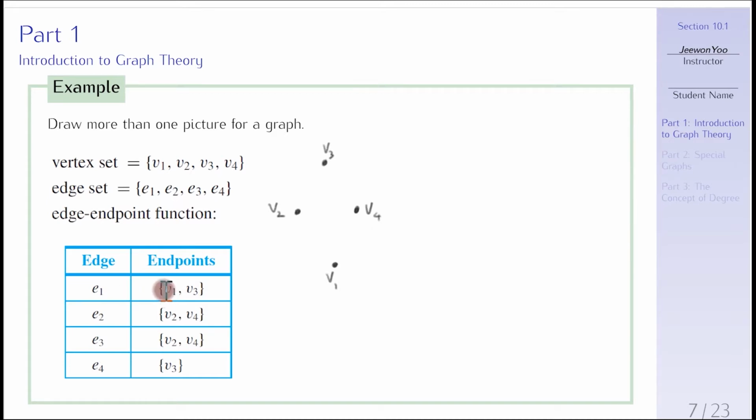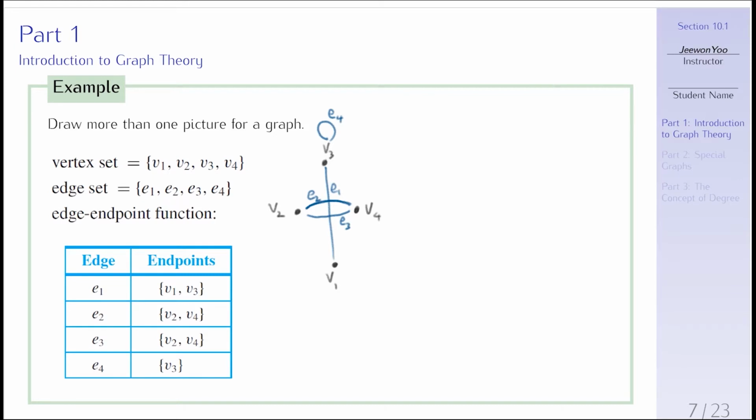For E1, it connects V1 and V3. Next, E2 connects V2 and V4. Next, E3 connects V2 and V4 as well, so they are parallel. Finally, E4 is a loop because we only have a singleton set here. V3 is the only lonely one here. This is one of the choices.